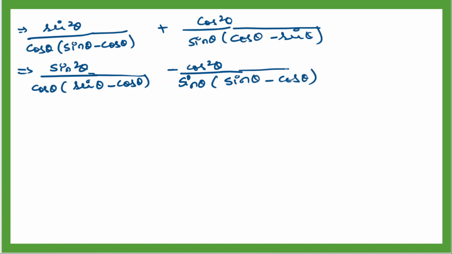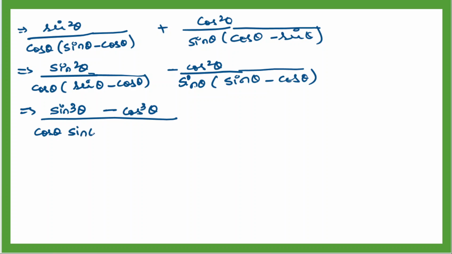Okay. Now we are going to take LCM. When we take LCM, sin theta minus cos theta is common, so by cross multiplication we will get sin theta multiplied here, so we will get sin cube theta minus cos cube theta divided by cos theta sin theta into sin theta minus cos theta. Till now, any doubt, any query?